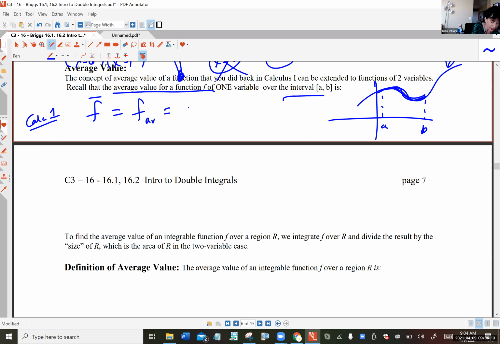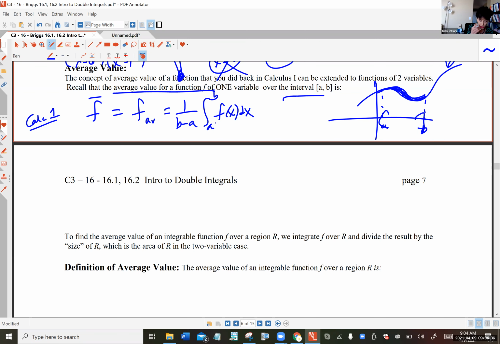And so the average value is what you do: you sum up all of the function's values over that interval, in this case an interval, because you're integrating over an interval, and then you divide by the length of the interval. And that is the Calculus 1 review formula.